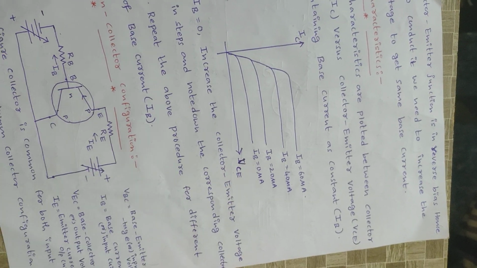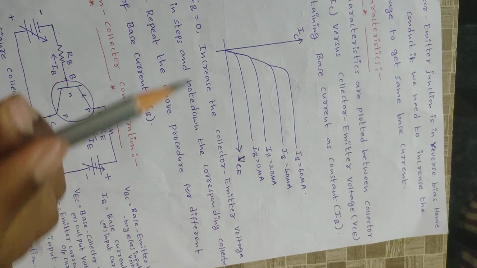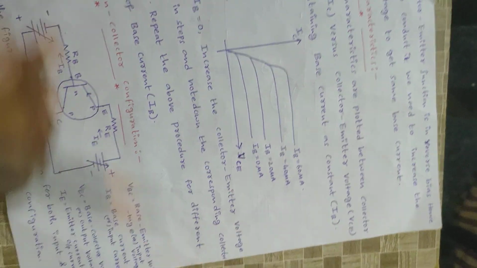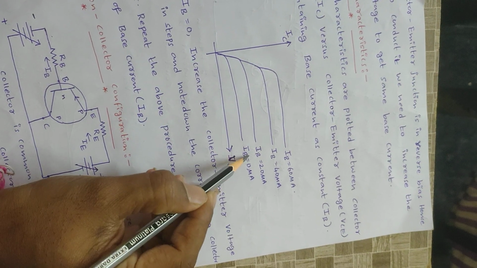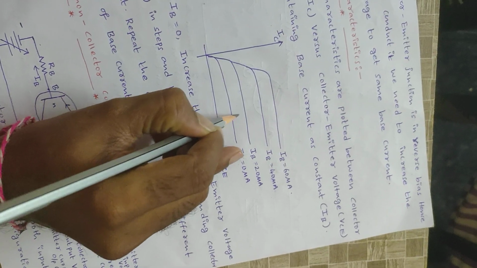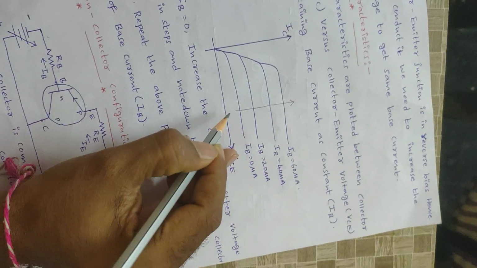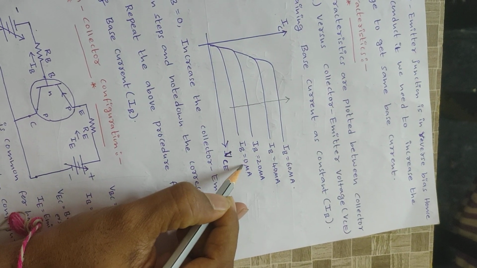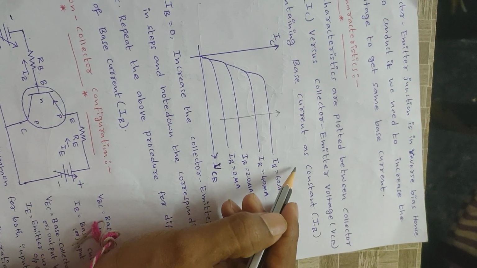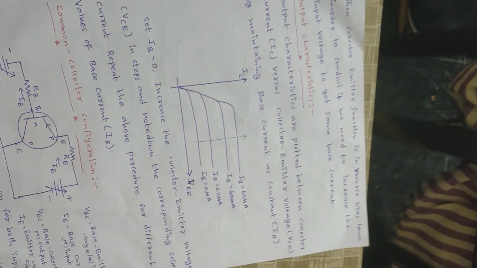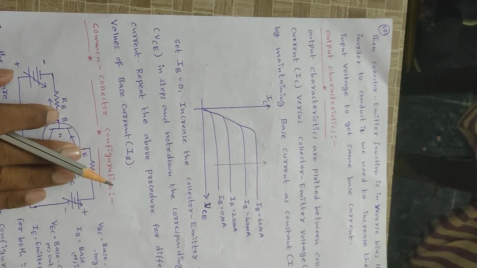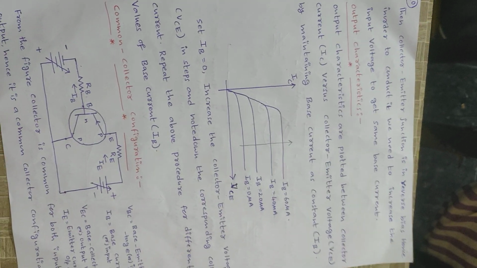Initially set IB equal to 0, right? Increase the collector emitter voltage in steps and note down the corresponding collector current reading. Repeat the above step for different values of base current, then the characteristics will shift. That means the graph will shift from downwards to upwards. This is IB equal to 0 microamperes. Here it is IB equal to 20, 40, 60, 80, 100 microamperes. In this way the curve will shift from downwards to upwards. Those are the output characteristics of a common emitter configuration.